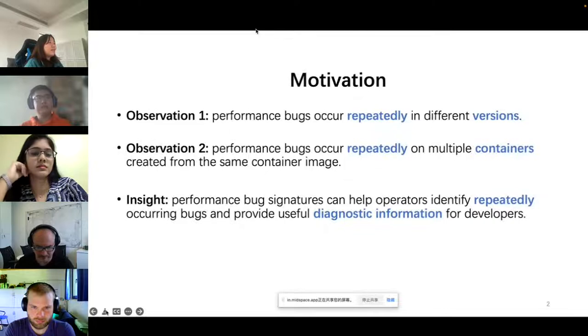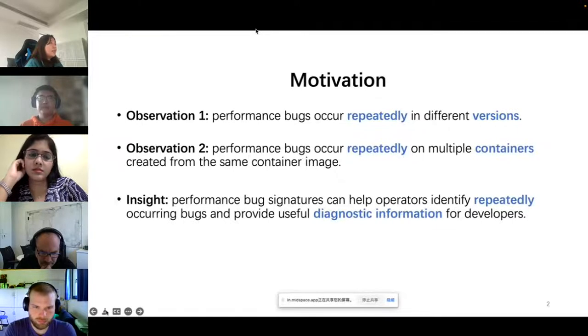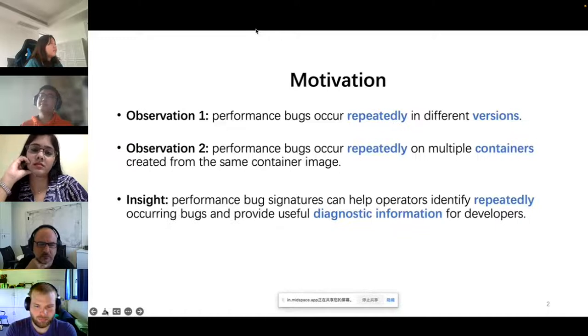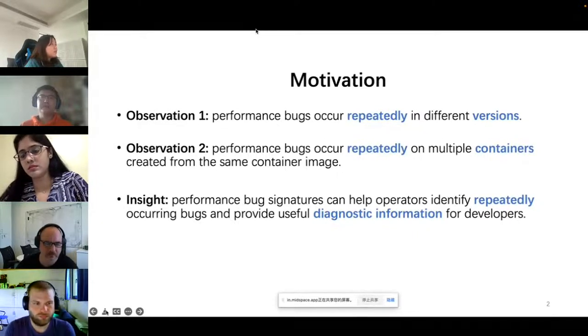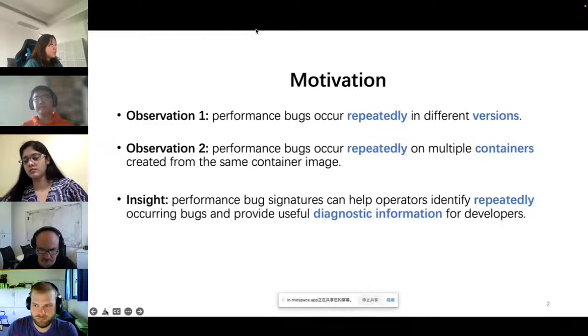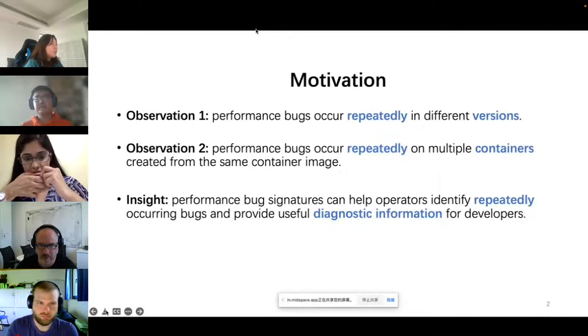Performance bugs are inevitable in cloud systems. They often cause serious service outages. During our empirical study, we observed that many performance bugs repeatedly occur in different versions of cloud systems, which can cause redundant debugging. Moreover, microservices using containers make bug replication easier than ever because the same bug can occur in multiple containers, which are created from the same container image.